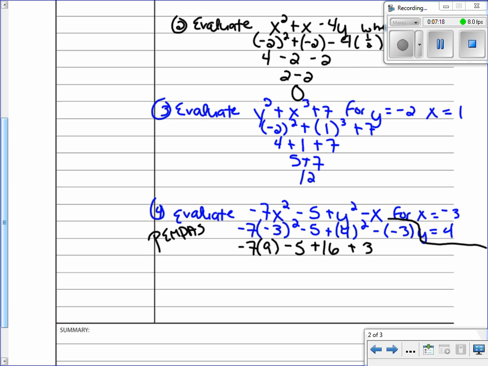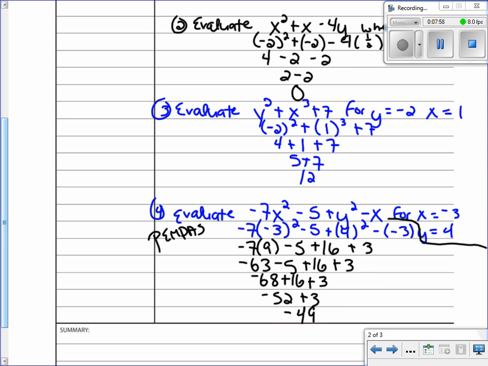Multiplication comes first according to PEMDAS, so negative 7 times 9 is negative 63. Minus 5 plus 16 plus 3. Then we follow from left to right. Even though addition technically comes first, when you have it all, you just go from left to right. So negative 63 minus 5 gives us negative 68 plus 16 plus 3. Negative 68 plus 16 gives us negative 52 plus 3. And then our final answer, negative 52 plus 3, is negative 49.